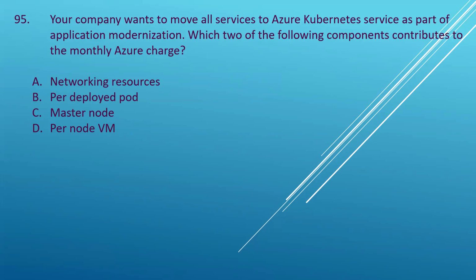When using Azure Kubernetes Service, or AKS, the two components that contribute to the monthly Azure charges are networking resources and per node VM.